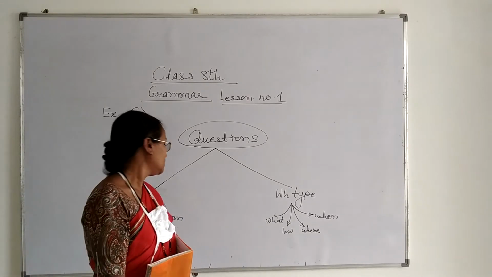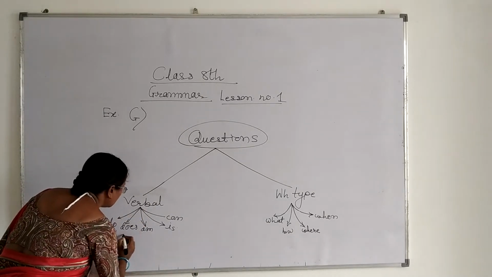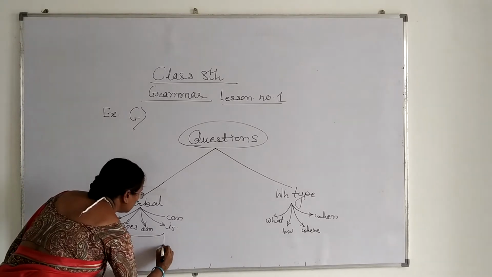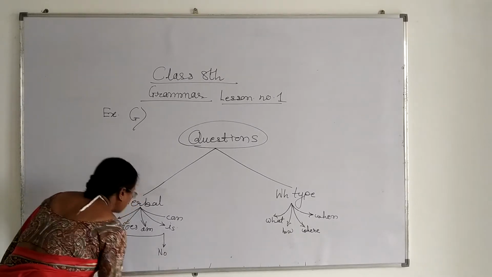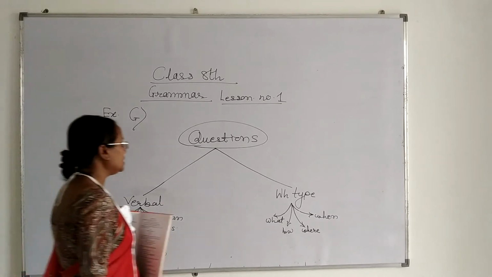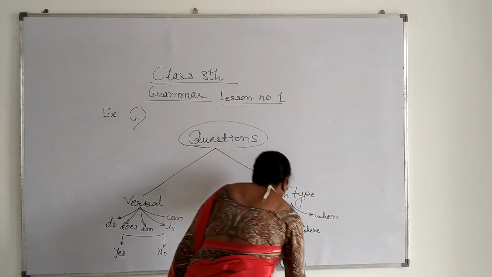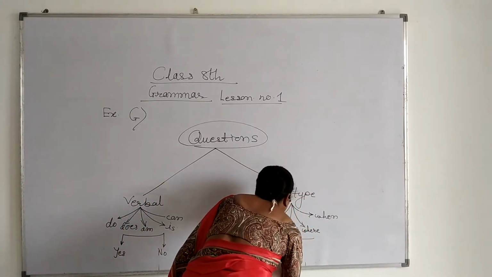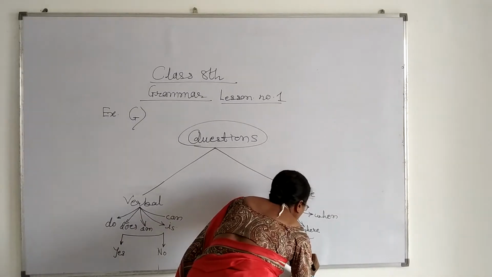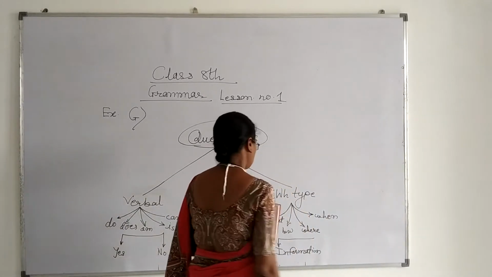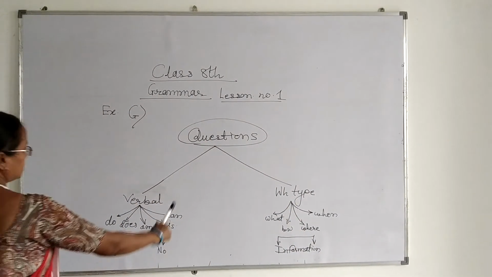And WH type. You know that verbal questions are answerable with yes/no words. We can answer them in yes or no. And here WH questions give information, so we cannot answer them in yes or no. They may have lengthy answers. They provide information.